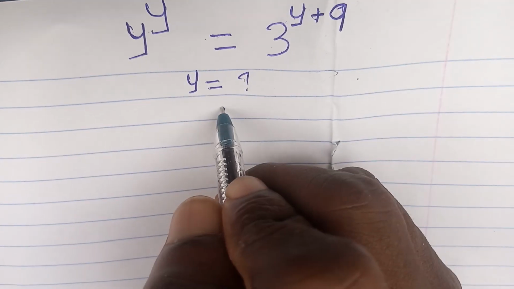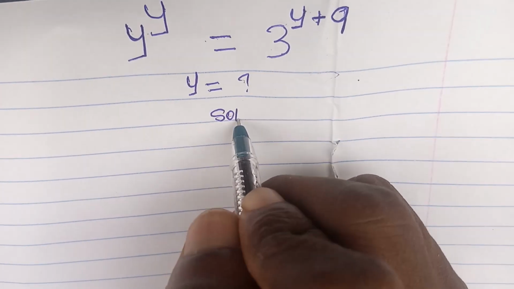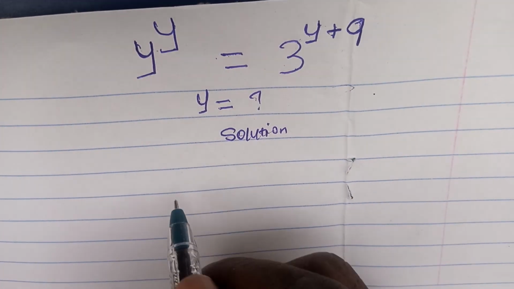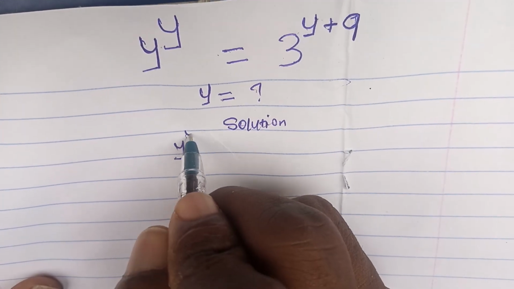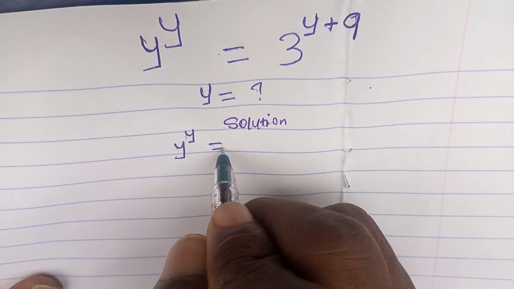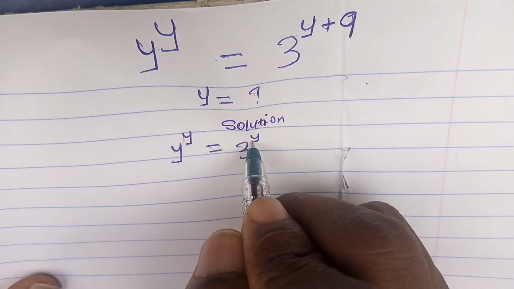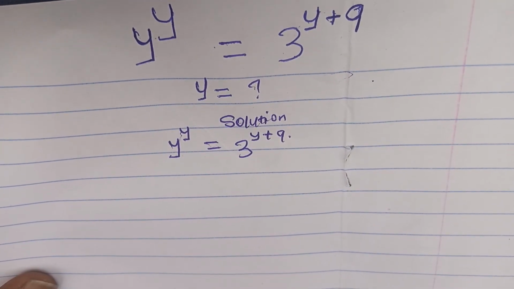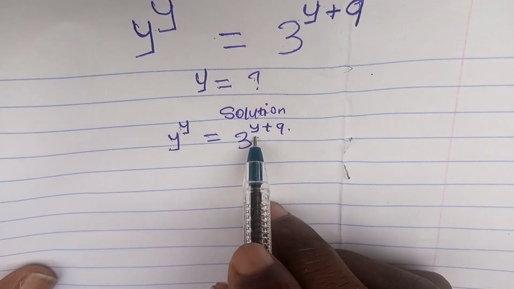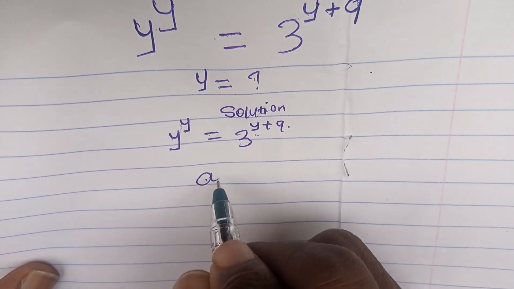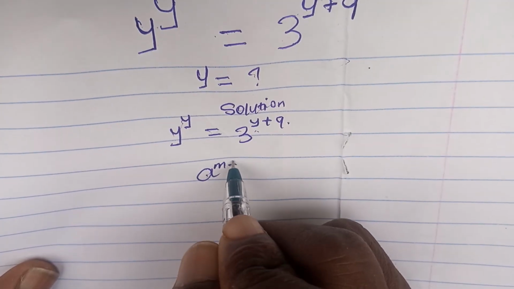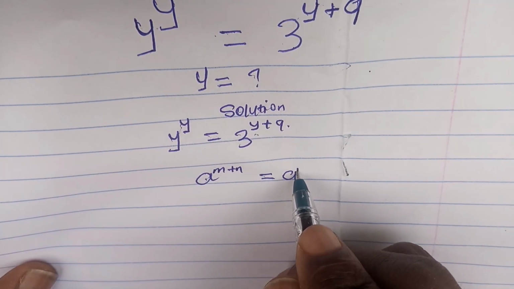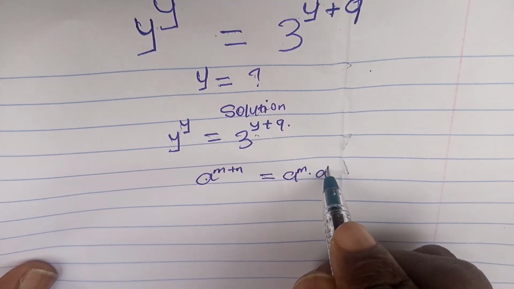So let's see the solution. We write the question, which says y to the power of y equals 3 to the power of y plus 9. Since we have this, we are going to apply a rule which says a to the power of m plus n equals a to the power of m times a to the power of n.